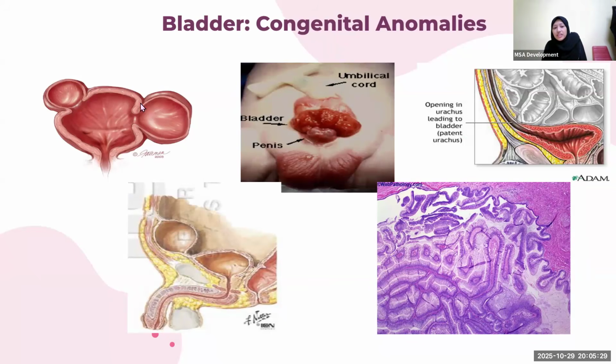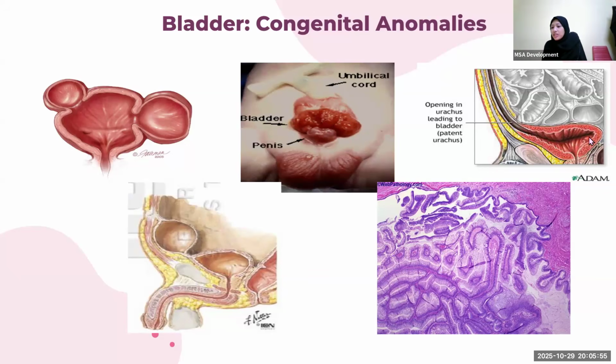So these outpouchings of bladder are diverticula. Diverticula are outpouchings of the bladder wall. This one, where the bladder is coming out of the abdomen itself, there is a defect in the anterior abdominal wall. That's important to know. That is called exstrophy. So coming out, exstrophy.